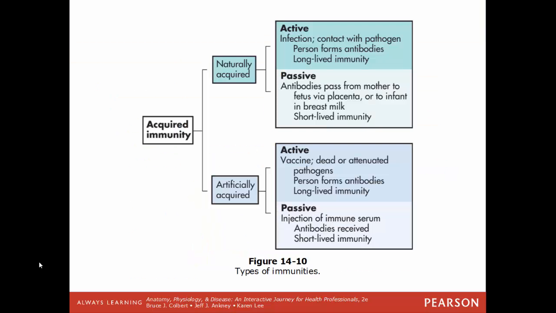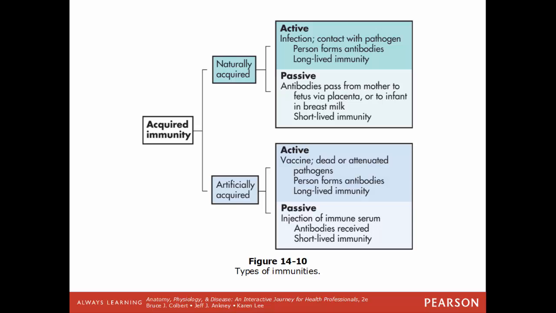Alright, here's a summary of all four of those. You have immunity that's naturally acquired and artificially acquired. A good way to keep these two separate: anything that is artificially acquired, you are being injected with something. So injected with a vaccine or injected with antibodies. If something is active, you, the person, are developing your own antibodies. If it's passive, you are receiving already made antibodies.